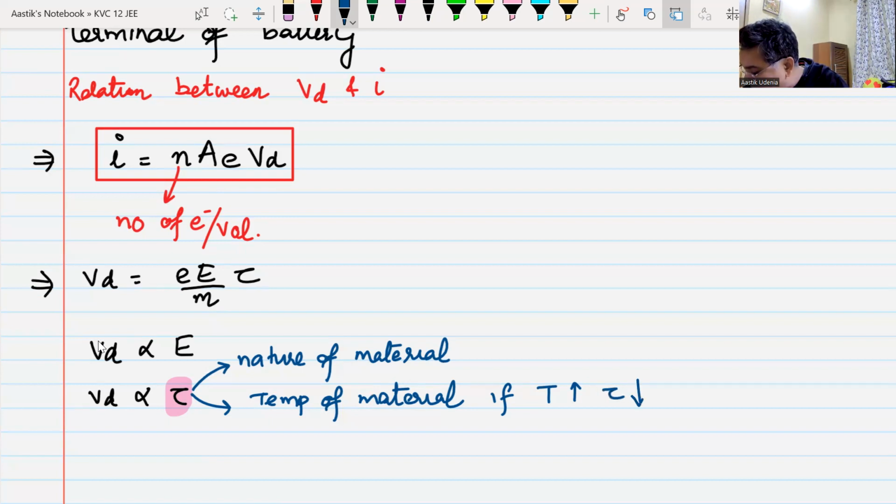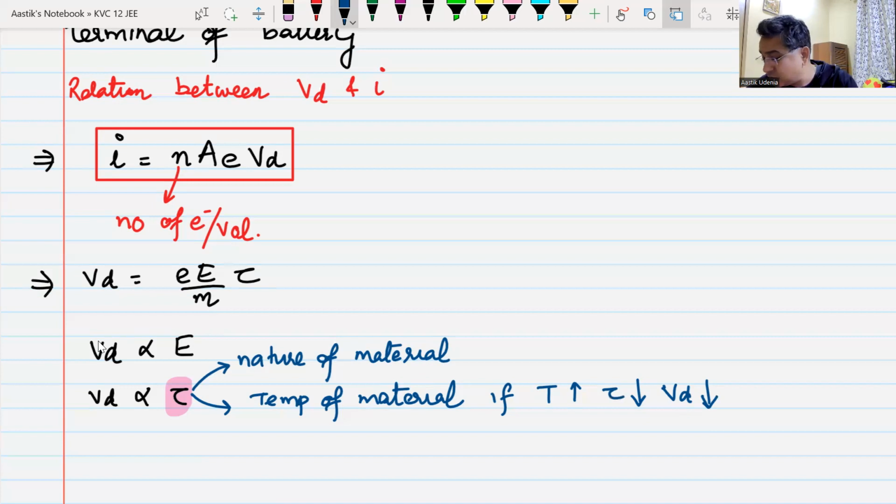So tau will decrease and therefore your drift velocity will also decrease. Yes or no? Yes, sir. Remember these important things. Drift velocity is inversely proportional to temperature. If the temperature increases, drift velocity decreases. Do we understand this? Yes, sir.